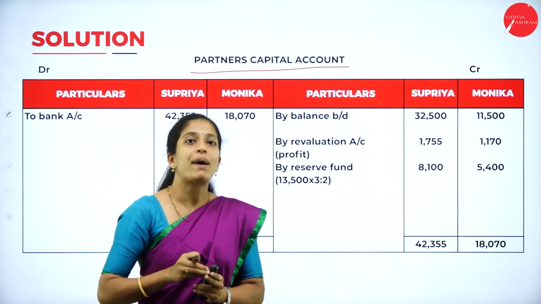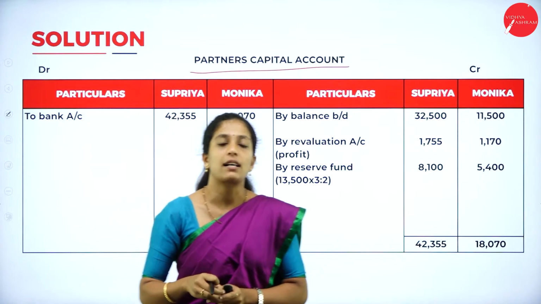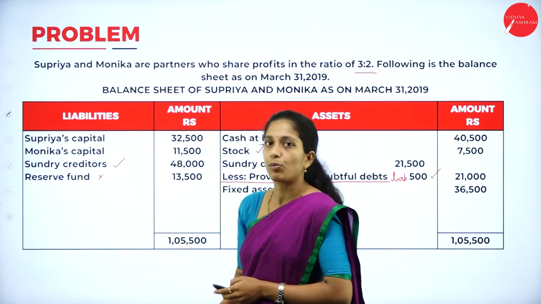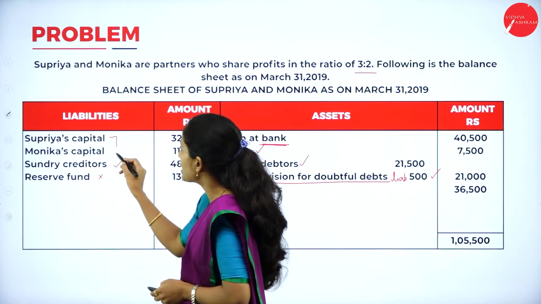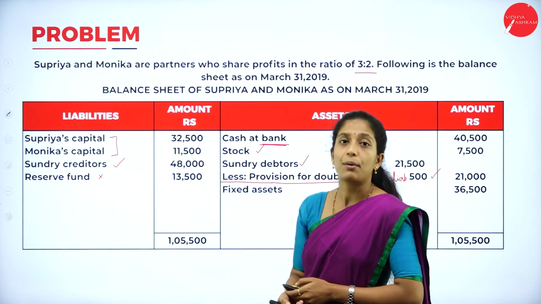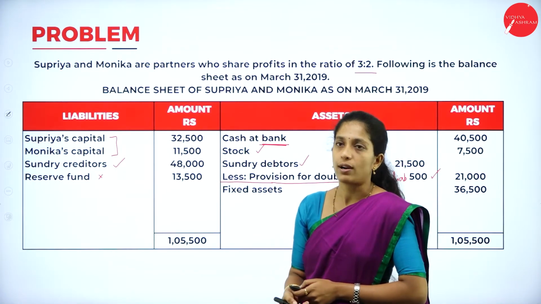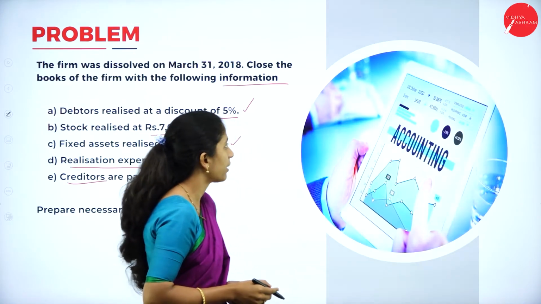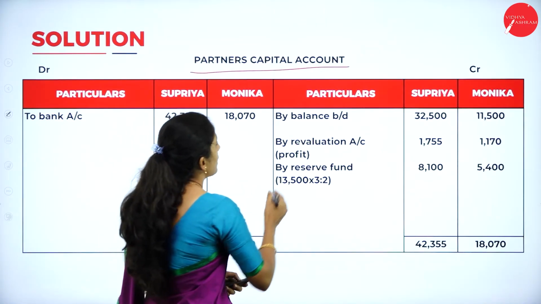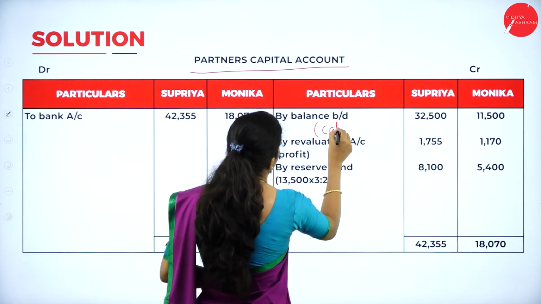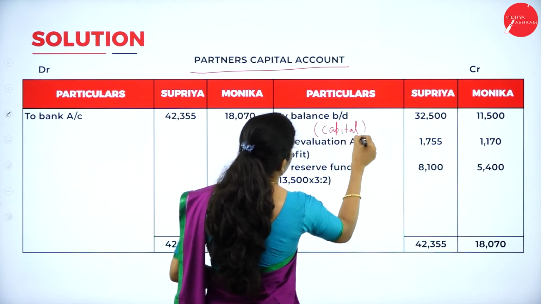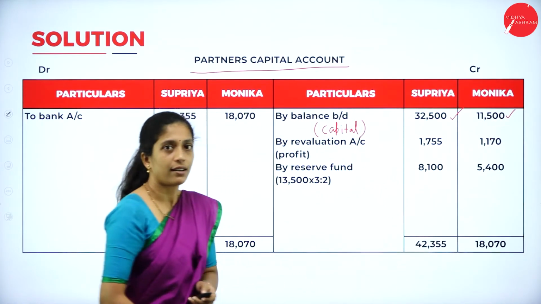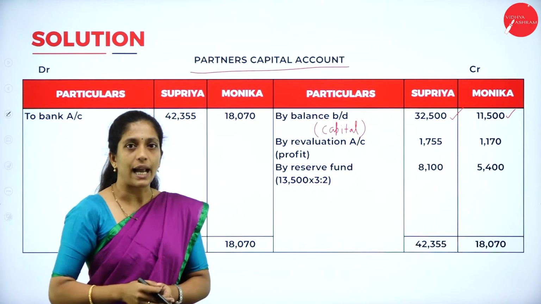Now, how to begin our partners capital account? First, we shall bring the balance of capital of the partners. Now, if you see the balance sheet, they have given Supriya's capital and Monica's capital. So, transfer this capital to partners capital account as by balance brought down. It is 32,500 and 11,500. Now we are done with transferring the capital.